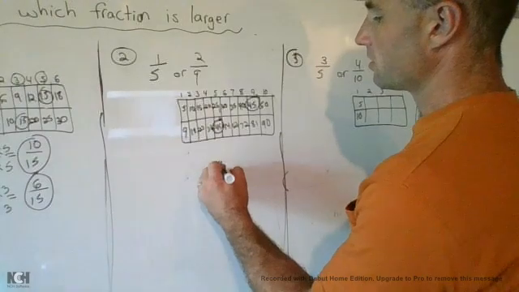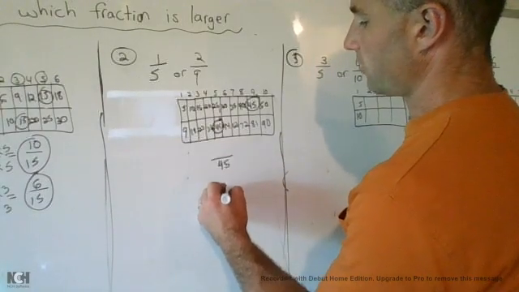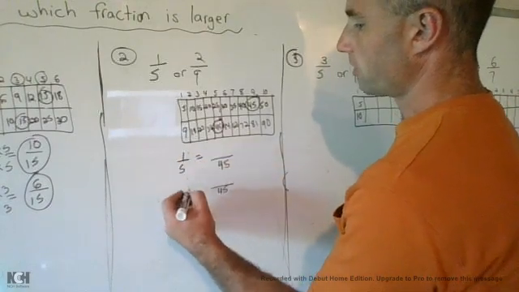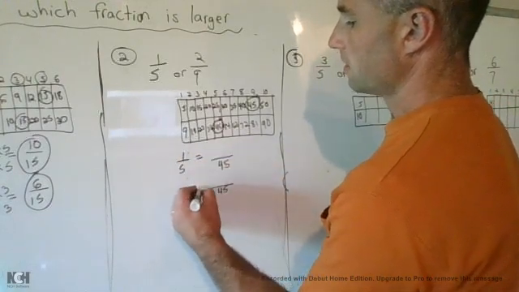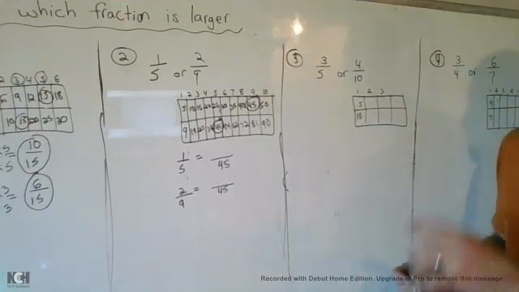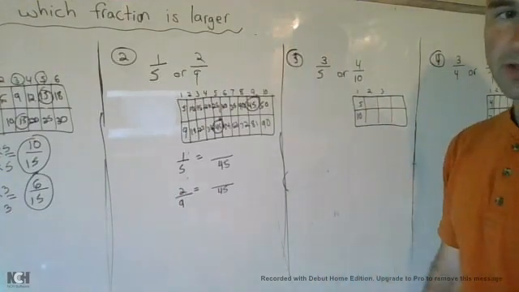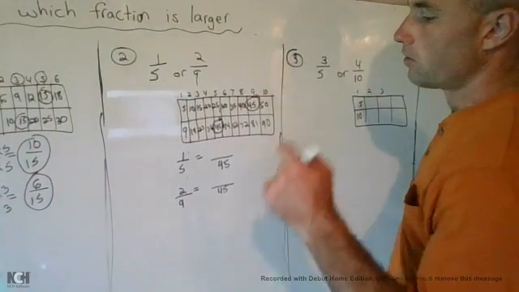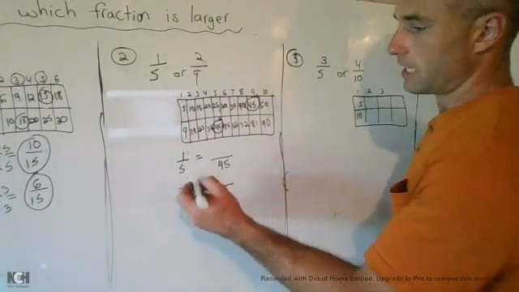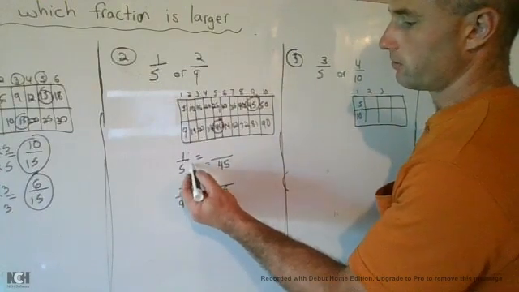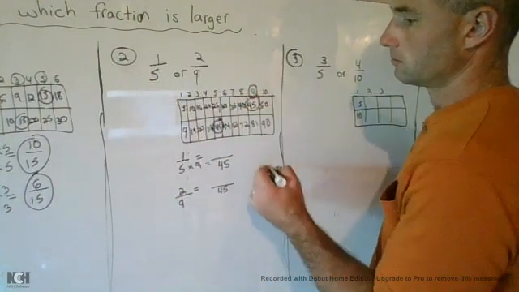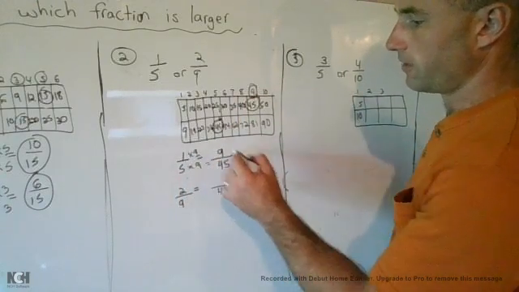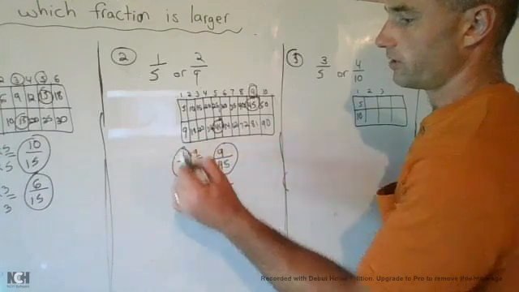So that's going to be your new denominator for each fraction. So I'm going to turn 1/5 into something 45ths, 2/9 into something 45ths, and then see which one is larger. Go ahead and do that now. So first thing hopefully you ask yourself is how many 5s did it take me to get to 45, which was 9. 1 times 9 equals 9. So 9/45 is equivalent to 1/5.